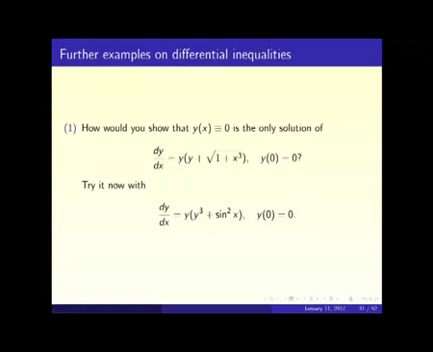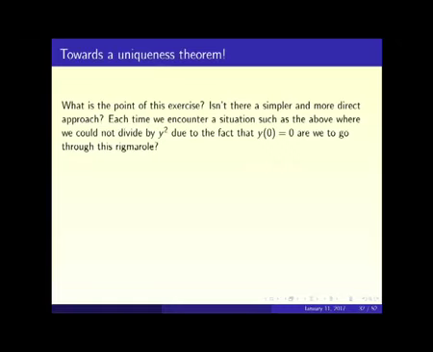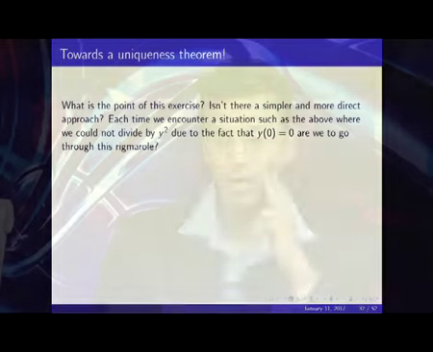So proceed as I have indicated in the last exercise. So what's the point of this exercise? Isn't there a simpler and more direct approach to arrive at this conclusion? Each time you encounter a situation where you have to divide by y or y squared, as it happened in the Bernoulli equation, and the initial condition says y of 0 equals 0, are we going through this rigmarole each and every time? What you need really is a general uniqueness theorem.